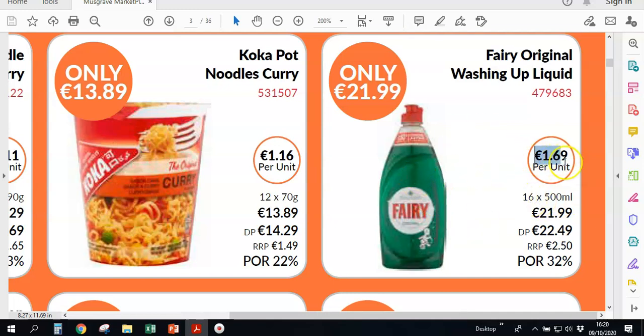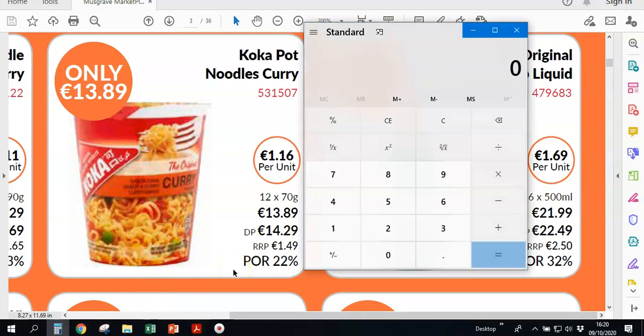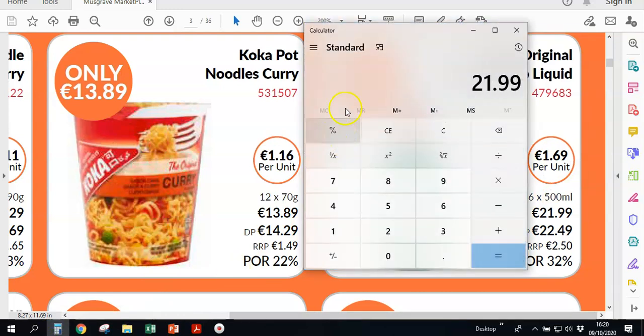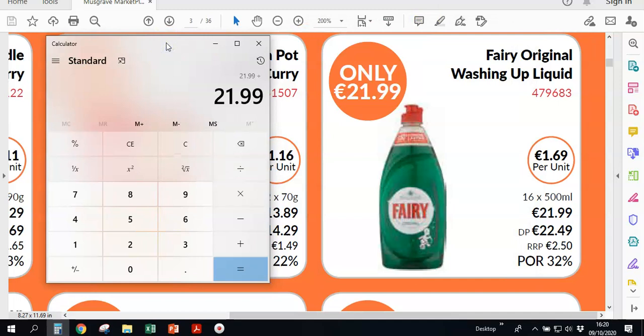So we're saying, well, where are they coming up with this 1.69 a unit? Well, here, $21.99 for the case, right? And it's 16 bottles. So that's 1.37 a bottle. Of course, what you have to remember is you have to pay VAT if you're buying it as well. So VAT back in 2018 was 23%. So that's where your 1.69 comes from. You're buying at $21.99 before VAT, but you have to pay VAT at 23%.